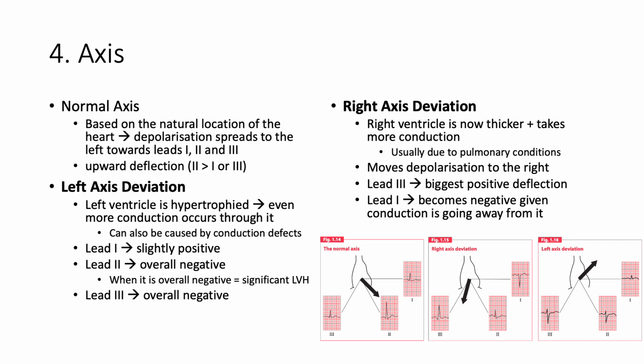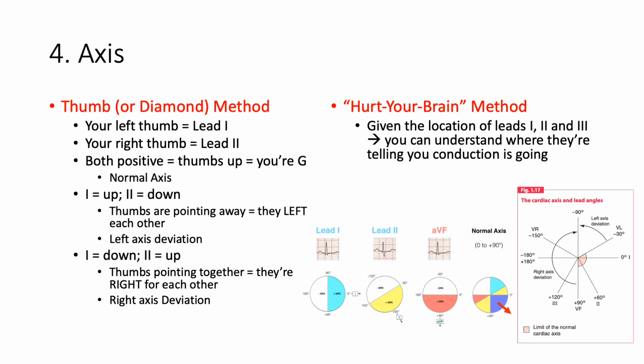And I think the opposite is true for a right axis. So lead 3 will be positive and lead 1 will be negative. So I think the thumb or the diamond method is the most common. So your left thumb is lead 1, and that always goes on the top. No, oh, that's confusing. Sorry. I don't know how you remember that, but I hope you will.